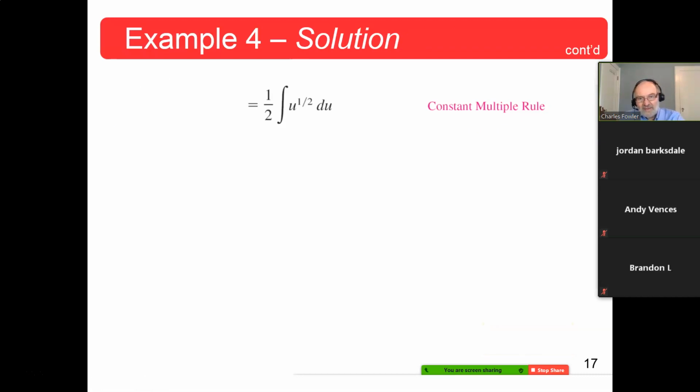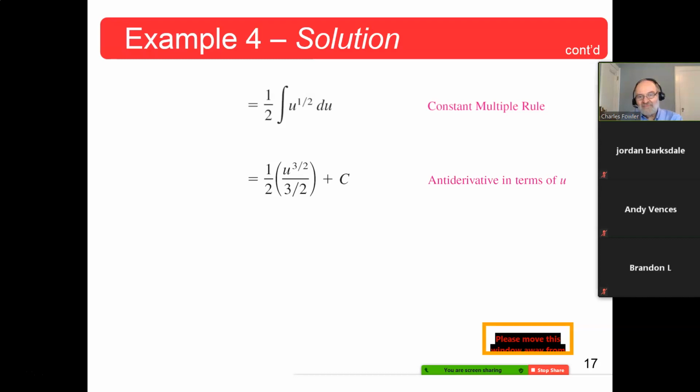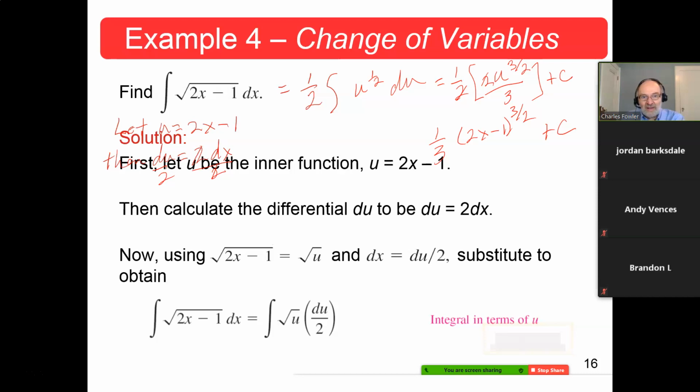Okay, so pull out the 1/2, then write this as u to the 1/2 du, and that's just a power rule. 1/2 u to the 3/2 divided by 3/2, which is the same as multiplying by 2/3, and they magically write it as 1/3 u to the 3/2 plus c. That's the answer. And that's exactly what we got. 1/3 (2x minus 1) to the 3/2 power plus c.